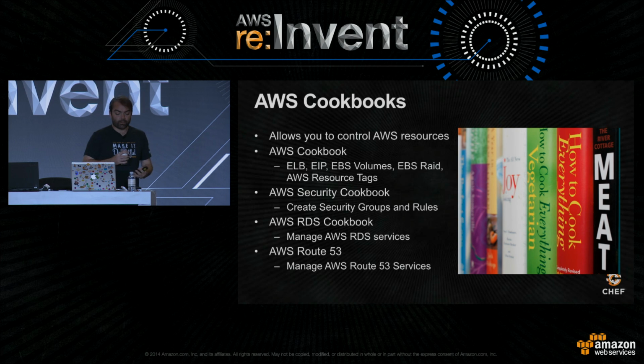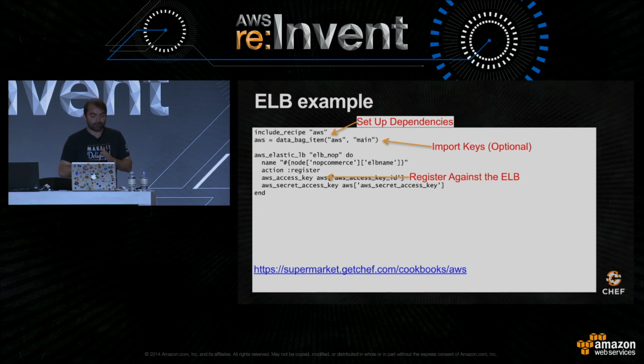The AWS cookbook allows you to manage load balancers, so you can register machines on a load balancer. You can also manipulate elastic IPs and register a machine against elastic IPs, create EBS volumes, do EBS RAID, change resource tagging, and so forth. The security cookbook allows you to manipulate security groups and rules. The RDS cookbook obviously allows you to manage RDS and create new RDS services. And then lastly, the Route 53 cookbook. So let's look at examples of each one of these.